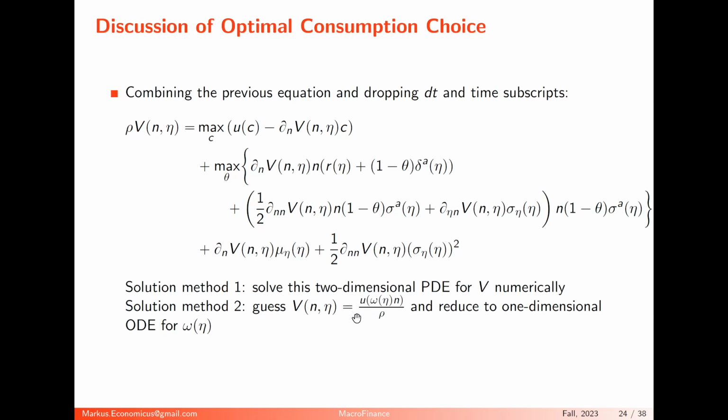But once I guess this, I can reduce it to a one-dimensional ODE where instead of solving for V, I solve for omega, okay, as a function of eta. Once I have the omega, I can also, in the second step, solve for the net worth and then solve for the whole thing again. Okay.